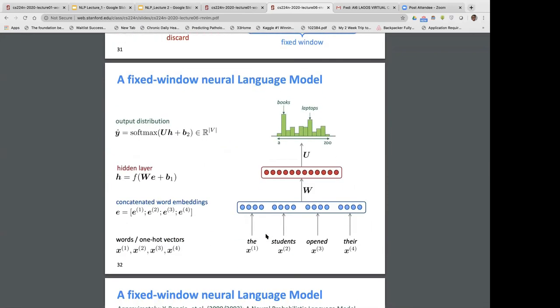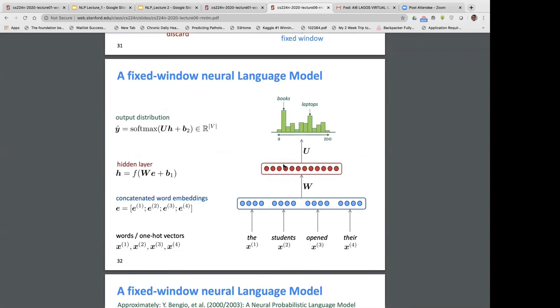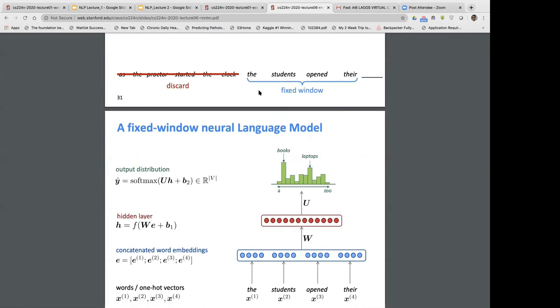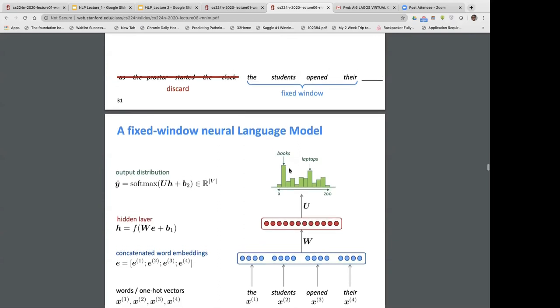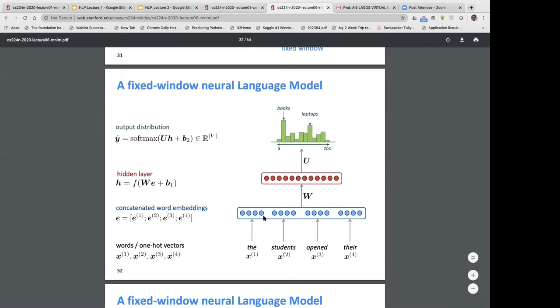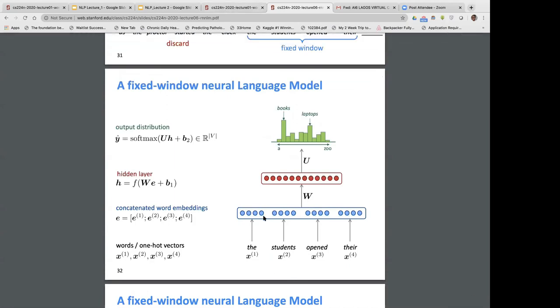So what a neural language model does, to predict the next word, is collect the word vectors. We've talked about word vectors before. You add the word vectors of all these previous words in your fixed window. Here we have a fixed window of 4. So to predict what should come next, we'll get these embeddings. You can get them from pre-trained vectors, like I said before, or you can initialize them randomly.